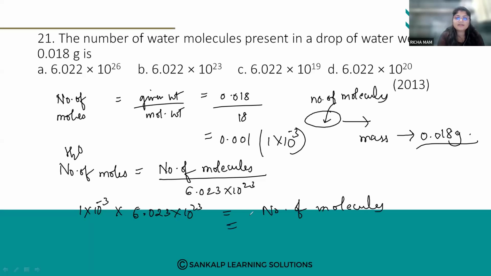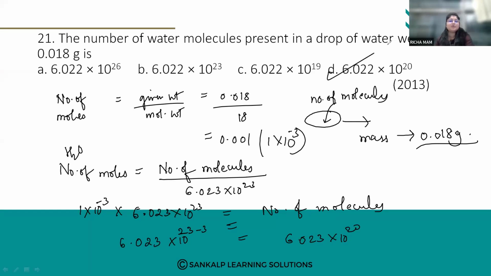How much is it? Option A. How option A? No, ma'am, option D, ma'am. Yes, because see here, 6.023 into 10 raised to 23 minus 3. So it becomes 6.023 into 10 raised to 20, because 23 minus 3 is 20. So our answer is option number D.